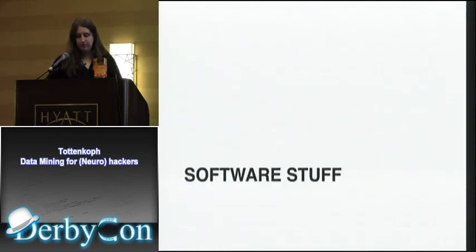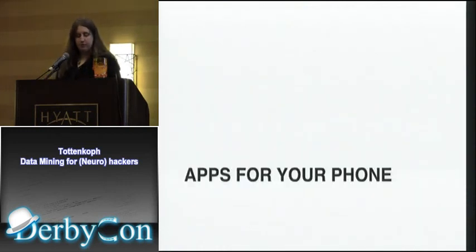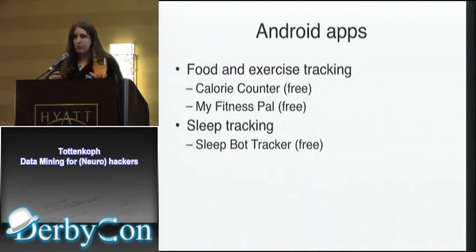Software stuff. Apps for your phone. We're going to start with Android apps. There's a whole bunch of these available in the Android market. Almost all of them are free. You don't have to get the pro version unless you really, really want to. For food and exercise tracking, I personally use Calorie Counter. It has everything there. It has a food diary, a weight diary, and constructs a graph. You can save recipes that you use and view it on the website. They have MyFitnessPal. And then they also have a sleep tracking app, which is SleepBot Tracker.